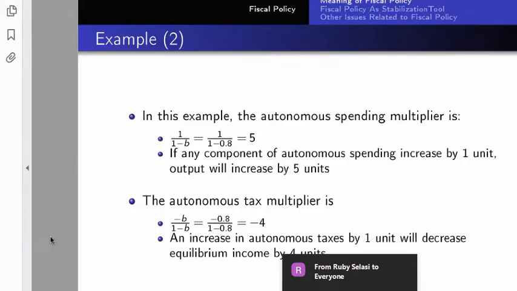Okay. Now, assuming taxes increase by 50, what will be the change in income?